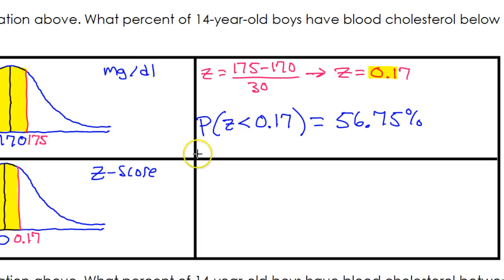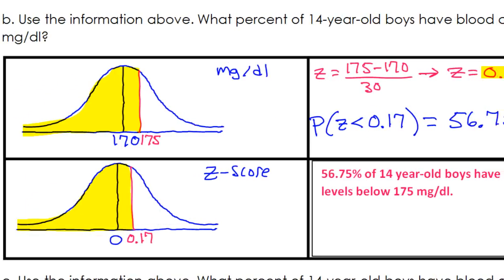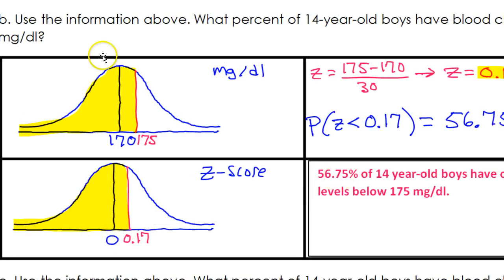So I'm going to go ahead and write this in words. So 56.75% of 14-year-old boys have cholesterol levels below 175 milligrams per deciliter. When you have a word problem like this, you have to write your answer as a sentence. Okay, let's go ahead and also include this percentage in our picture. Alright, so this shaded area, of course, is the 56.75%.